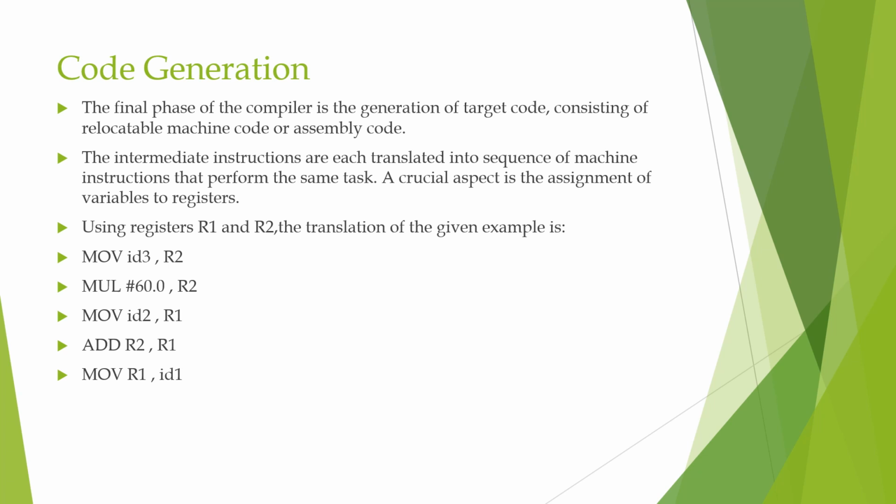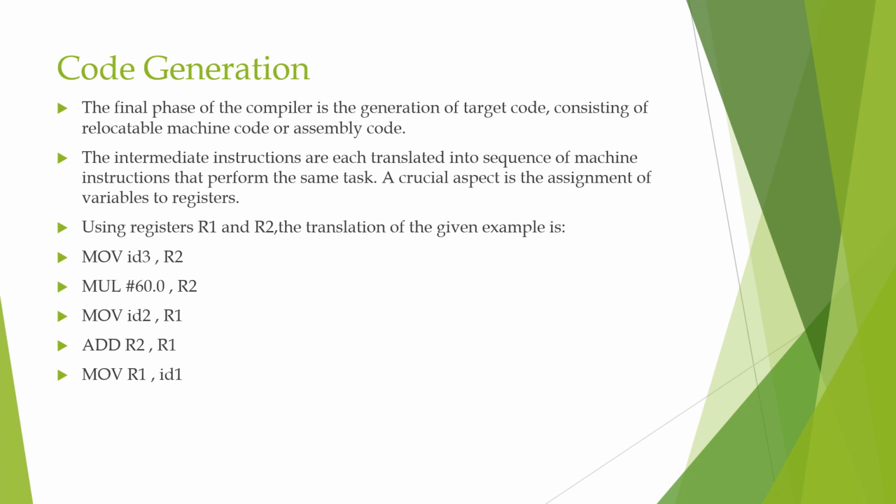So in this code generation, everything will be considered as registers. So using registers R1 and R2, the translation of the given example. We are using the target code consisting of relocatable machine code or assembly, the final phase of a compiler. In this we are moving id3 comma R2. Then we are multiplying that with R2 and 60.